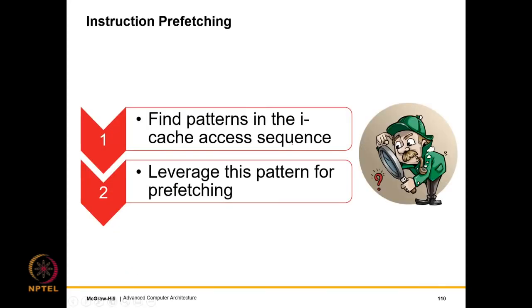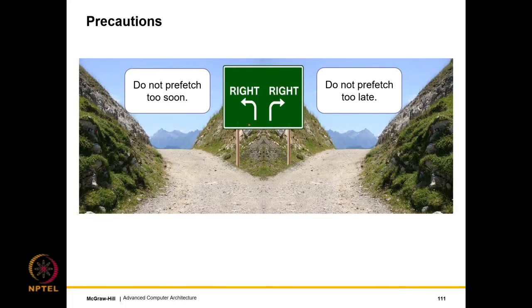So the broad idea is that we find patterns in the iCache access sequence. We leverage this pattern for prefetching, right? So we learn a pattern and this pattern is leveraged. As I discussed, what are the two precautions that we need to bear in mind? That we do not prefetch too soon and we do not prefetch too late, right? Those are the two mistakes, the two bad things that can be done with prefetching: we either prefetch too soon or we prefetch too late.